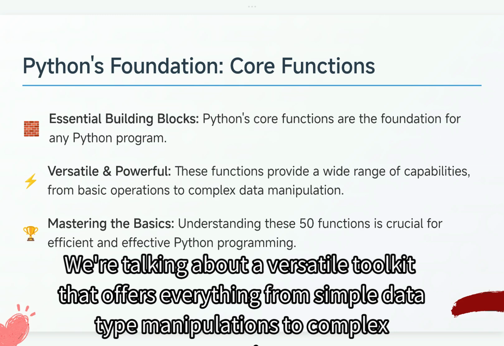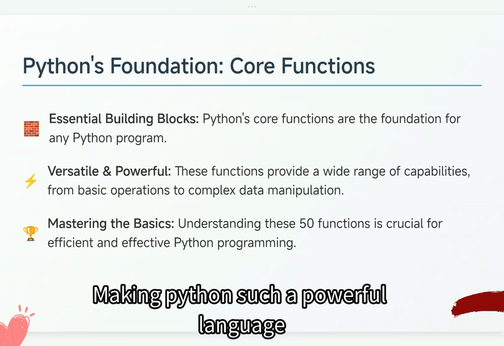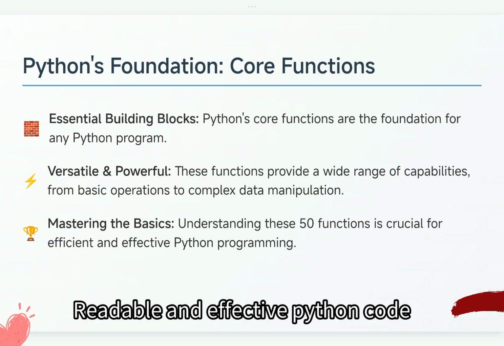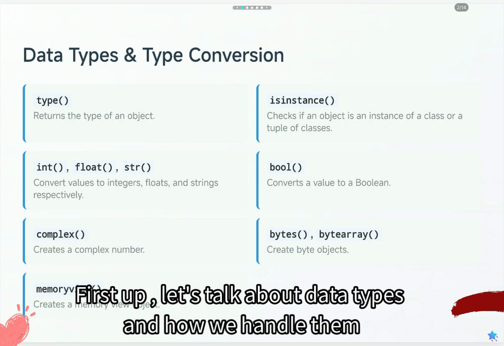We're talking about a versatile toolkit that offers everything from simple data type manipulations to complex operations, making Python such a powerful language. Getting comfortable with these 50 functions is non-negotiable if you want to write efficient, readable, and effective Python code. First up, let's talk about data types and how we handle them.